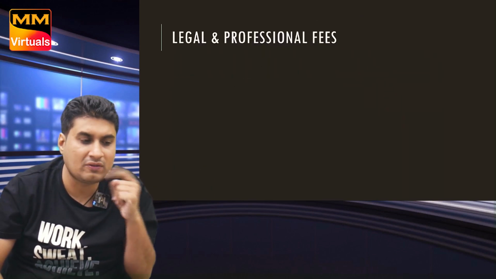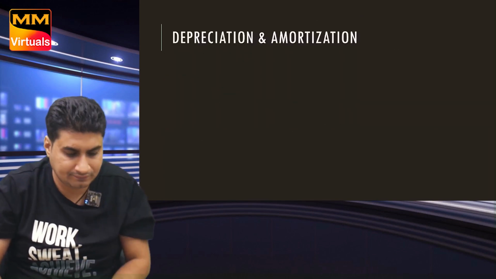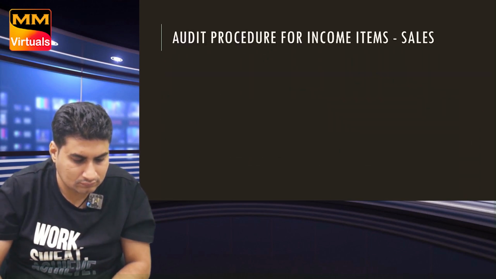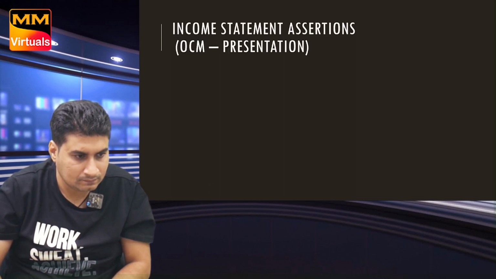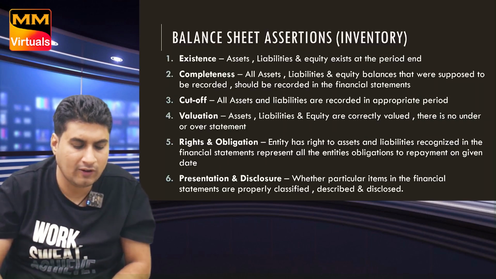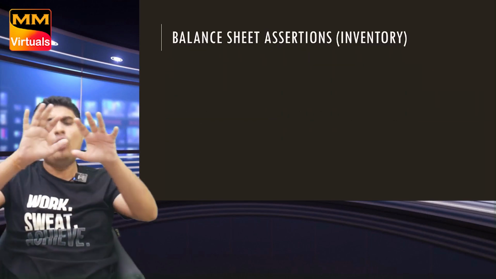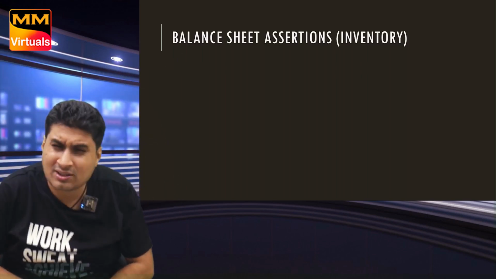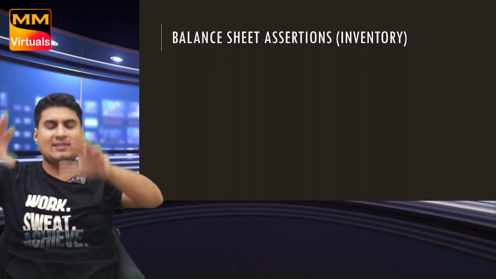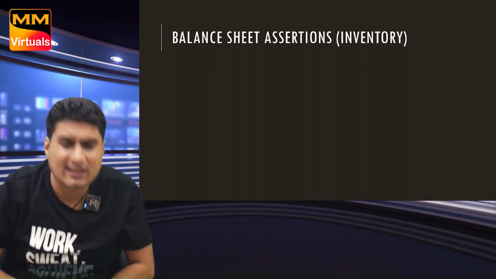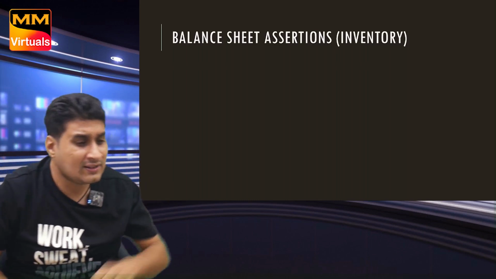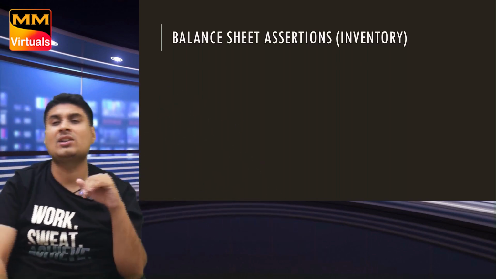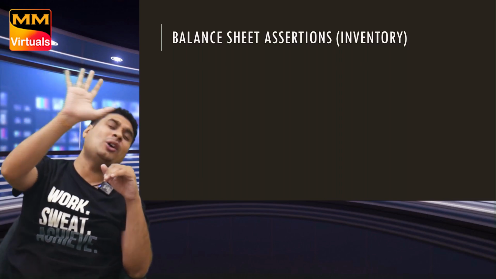Now in the balance sheet, what will we check? Again, assertions. In the balance sheet also we will check assertions. What do you mean by assertions? Very simple. Let's take the example of inventory. Same technique, remember; absolutely the same. Occurrence, completeness, cut off, measurement, presentation and disclosure.